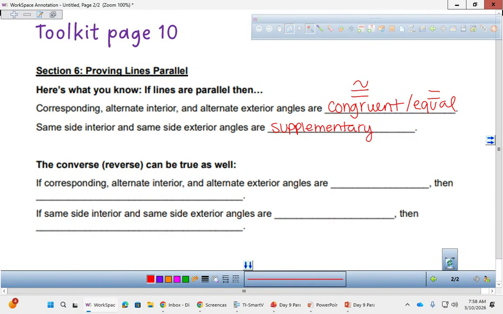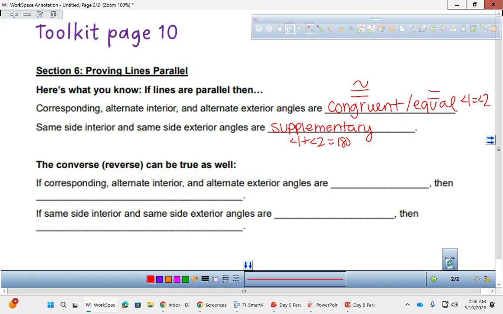So in terms of our supplementary relationship, we say angle 1 plus angle 2 equals 180. Whereas if they're equal, we say angle 1 equals angle 2. Right? Those are the two relationships we worked with yesterday. The opposite is true as well. It's called the converse, but it just means the reverse is true. If you have a pair of corresponding angles that are equal, then lines are parallel. If you have a pair of alternate interior angles that are equal, then lines are parallel.